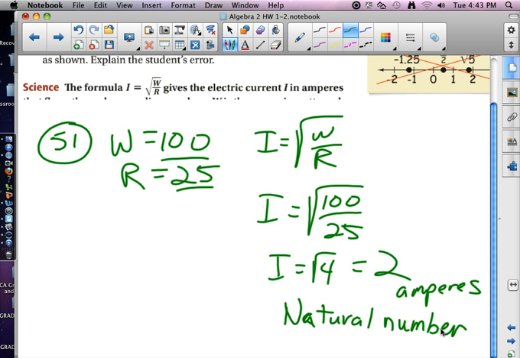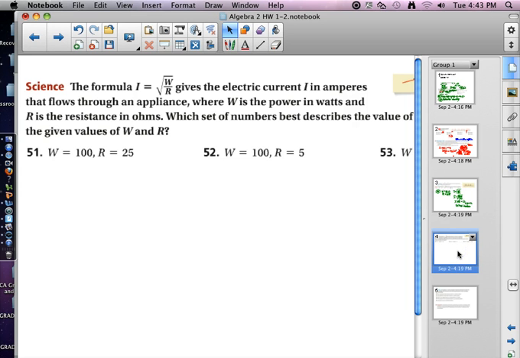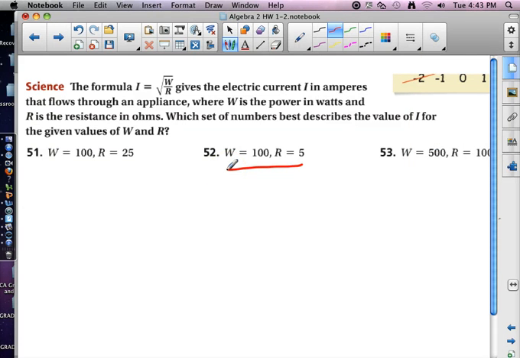And that's what our natural numbers are. They're our counting numbers. So we use the formula, get an answer, and then check and see where that fits into our sets of numbers. And like I said, there are several of these. So this was the first one. Again, just find the answer, figure out what set of numbers we're going to use to best describe that.